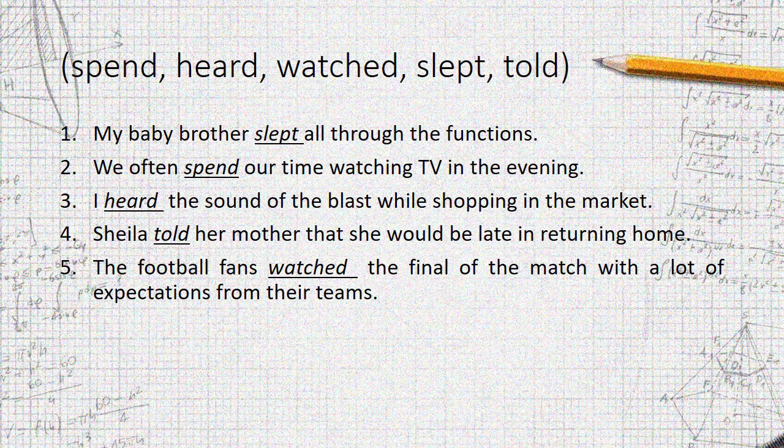First one. My baby brother blank all through the functions. What did the baby brother do? Spend. But what did this brother spend? We do not have anything like that. Heard all through the functions. But if the verb is heard, you should be aware of what you heard. Watched. What did you watch? Slept. So the baby brother slept all through the functions.